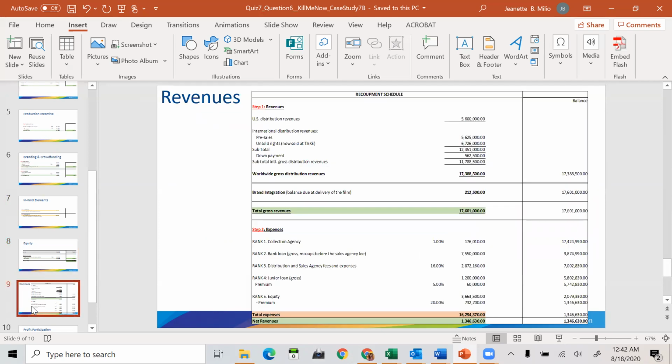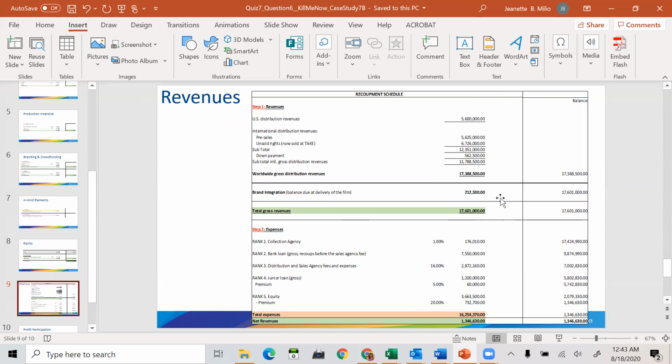So when we establish our equity and we now have our movie funded, we can go into the revenue and recoupment situation. So our recoupment schedule shows now the $5,600,000 that we get from the US, 35% of the budget. It shows all the pre-sales that we still have, which have not changed. It shows our worldwide revenues at $17,388,500.